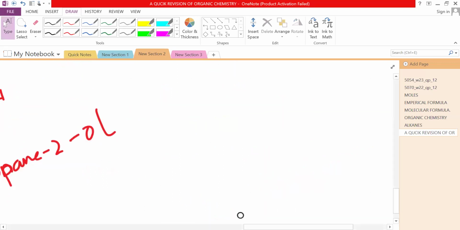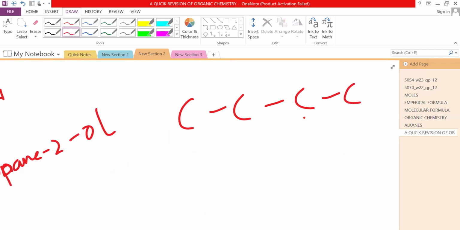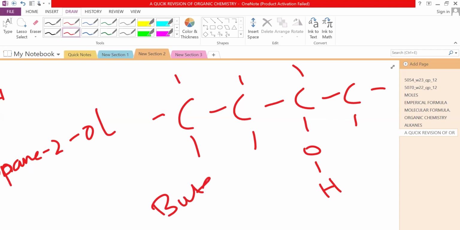Let me draw the structure too. 1, 2, 3, 4. For example, the branch is on the third carbon. I'm not drawing the other hydrogens right now. So it would be butan-3-ol, with 4 carbons.